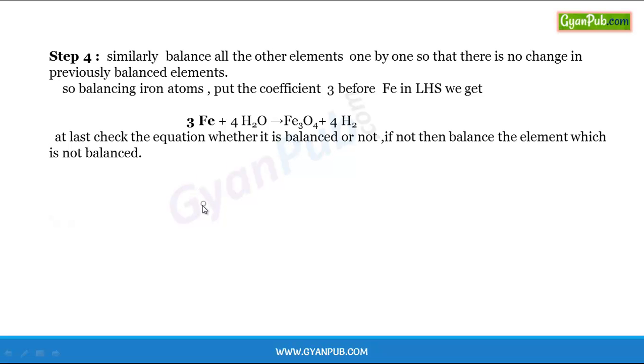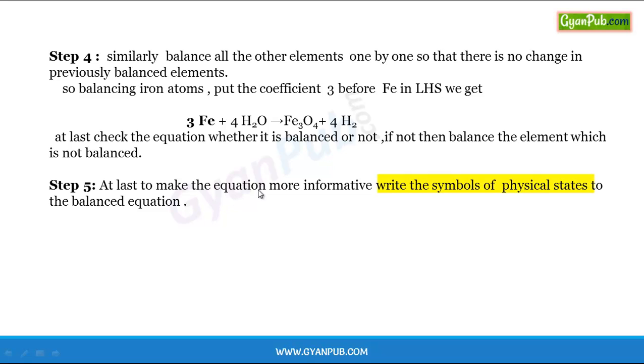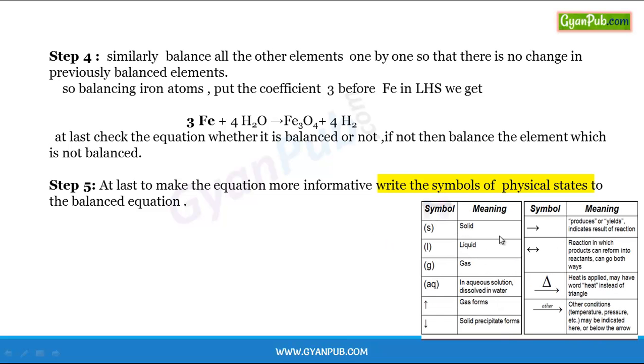After balancing the equation, the last step is to make the equation more informative with the symbols of physical states. So we need to put the symbols of physical states on the balanced equation. There is a diagram of physical states here. For solid, we need to put a bracket with S in it. The S symbol represents solid, the L symbol represents liquid, the G symbol represents gas, and the AQ symbol represents an aqueous solution, dissolved in water.